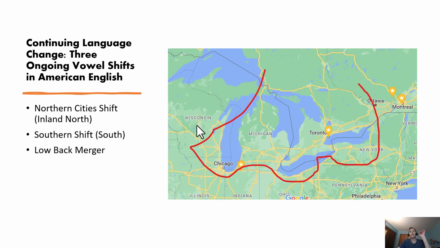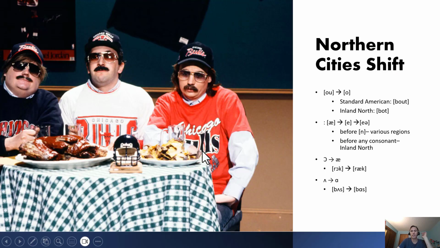First of all, there are three ongoing vowel shifts in American English, which are continuing from the Great Vowel Shift. One is the Northern Cities shift of the Inland North. The other is the Southern shift, and the third is the low back merger, and we're going to talk about these. First of all, the Northern Cities shift. If you think about what a Chicago accent is, which is similar to a Rochester accent, then you've heard what the Northern Cities shift is.